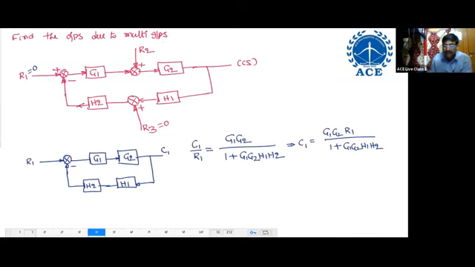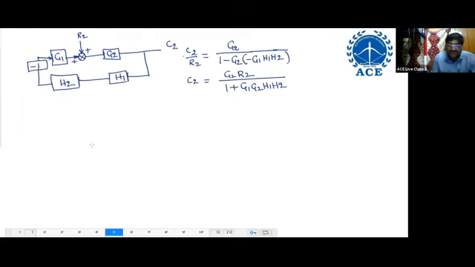C3 by R3, for example. Now R3 is the input. This is the forward path gain. This is the forward path. This is the feedback path. Now R3 is the input. When R3 is the input, you consider C3 as output.